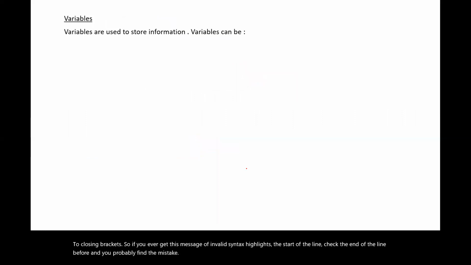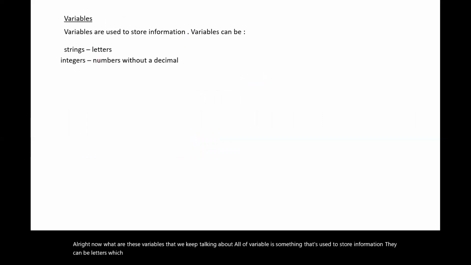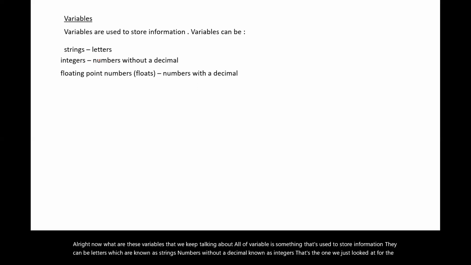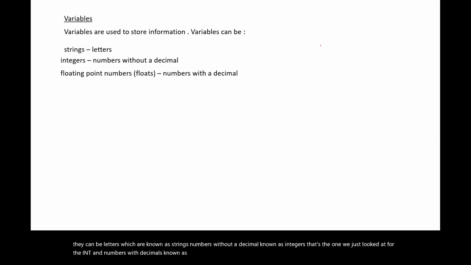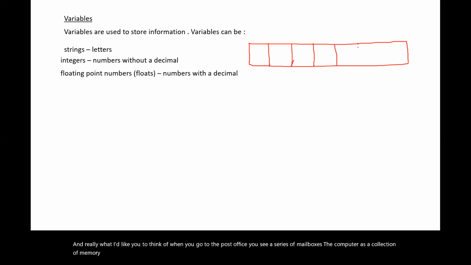All right, now what are these variables that we keep talking about? All a variable is, it's something that's used to store information. They can be letters, which are known as strings, numbers without a decimal, known as integers, that's the one we just looked at for the int, and numbers with decimals, known as floating point. And really what I'd like you to think of, when you go to the post office, you see a series of mailboxes. The computer has a collection of memory, and it works like a series of mailboxes.